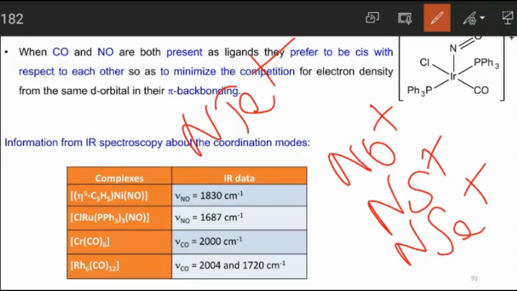Is anyone else thinking of a different answer? How many of you are accepting that NTe plus is actually the very good pi accepting ligand?